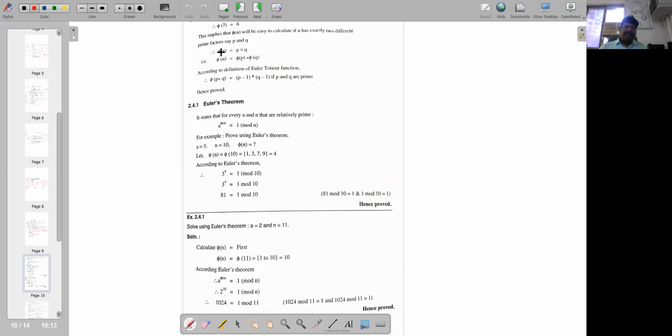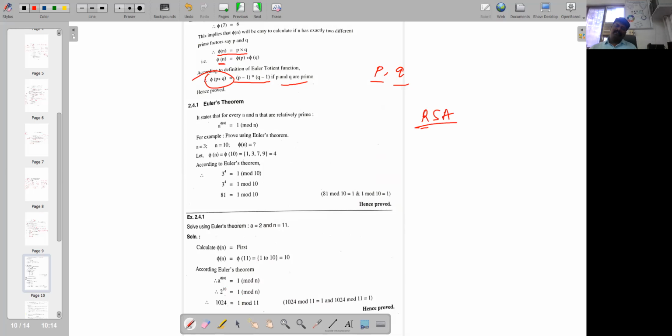Okay. Very similarly, if we are talking about two prime numbers p and q, phi of n can be calculated as phi of p times phi of q, which is in the form of p minus 1 into q minus 1, if p and q are two prime numbers. This part we will be using in the RSA algorithm.